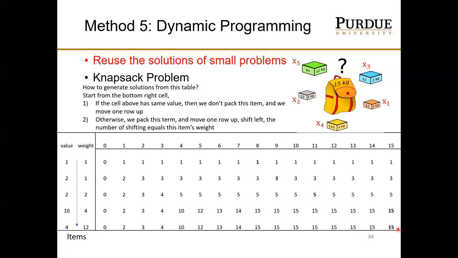You start from the very bottom one, 15, and then you look at the value above and compare these two values, 15 and 15. If these two values are the same, what does it mean? From 15 to 15, can anybody say what it means? We have a capacity of 15, and anybody know what happened here?